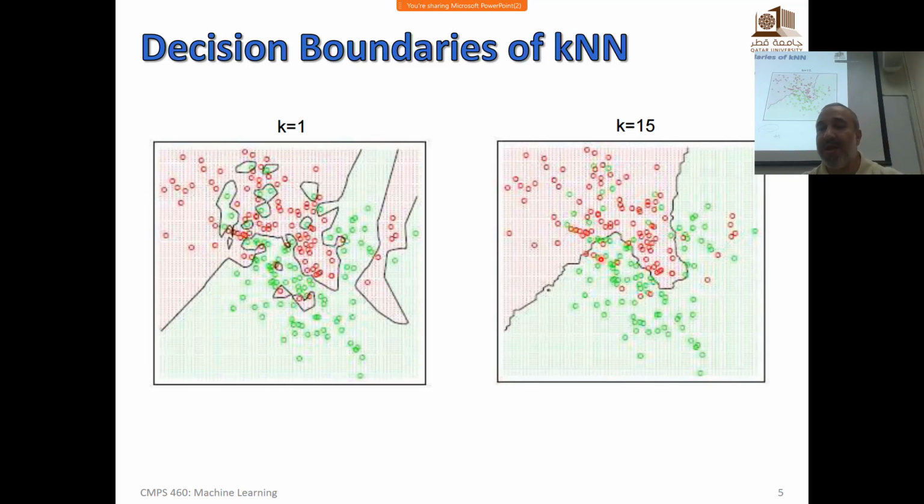Now, when we have K equals 15, any point above this boundary will be labeled as red because we are looking at 15. Whenever we look at the 15 closest in this area, you'll find the majority is red. So this whole area is red. That means that the effect of this small number of green points has completely disappeared from the classification, from the prediction.